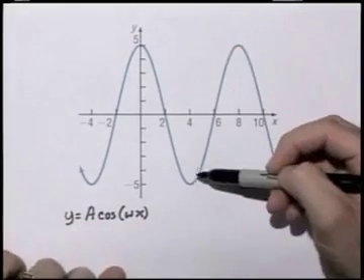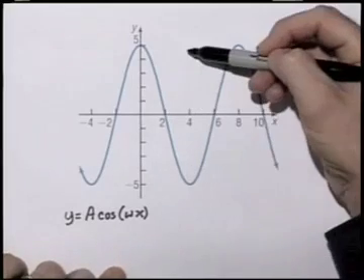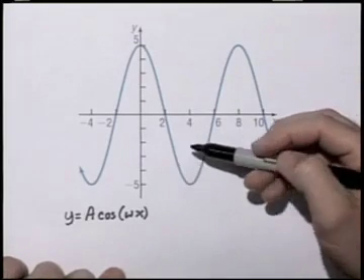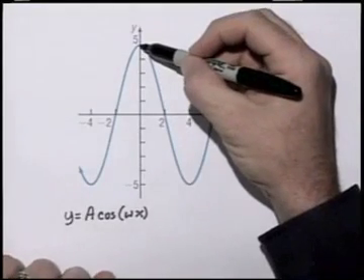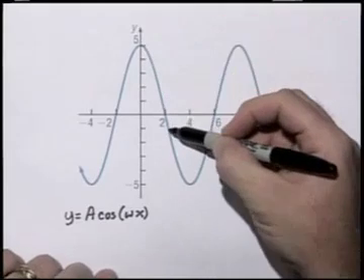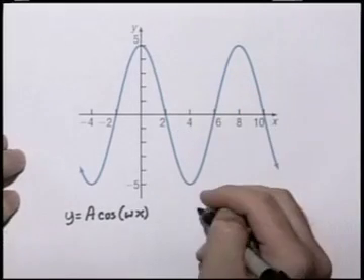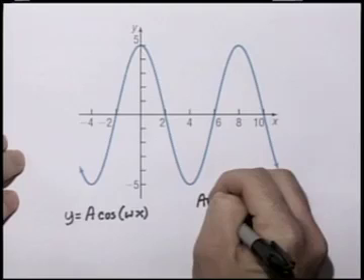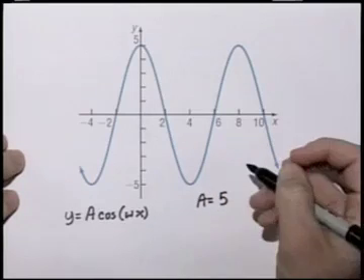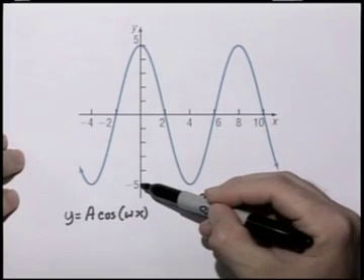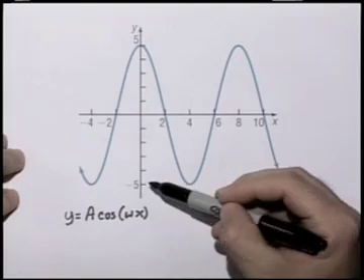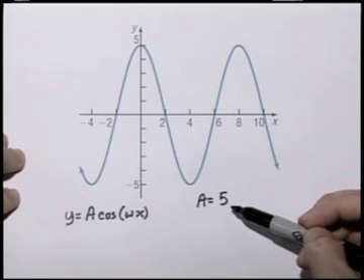We notice that the graph is oscillating between -5 and 5. We also notice that the graph starts at (0, 5) and then decreases. For that reason, we know that the value of a is positive 5. Had the graph contained (0, -5), then a would be -5.